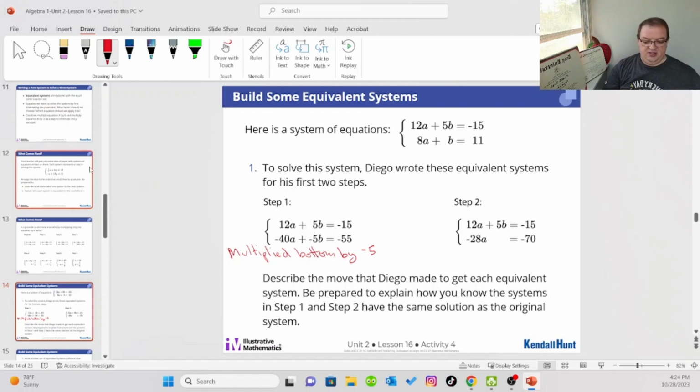Now we see that if we add these together, our b term disappears. 12a minus 40a got us negative 28a, and negative 15 minus 55 got us negative 70. So it looks like they added together.